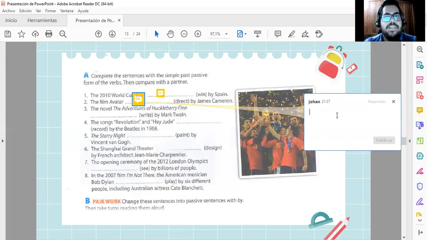So the film Avatar. Okay, think about it. Yes, we need the verb to be, right? Avatar is only one, the film. So we say was. Okay, was what? Teacher, what is the third column of direct? Well, let me tell you, it is regular. So it is just to add ed. Was directed by James Cameron.